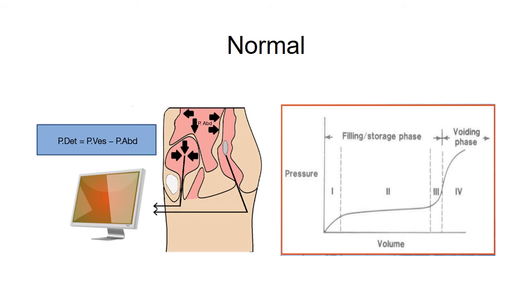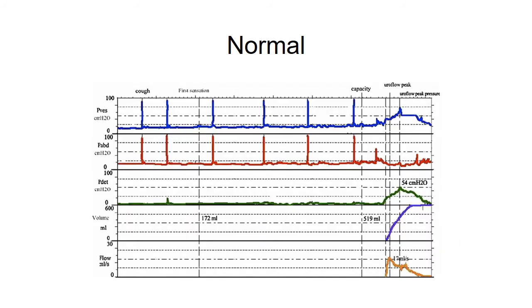Normally, the curve will be smooth, and when the bladder attains almost a maximum capacity level, the pressure will increase and there will be voiding, and after voiding the pressure returns back to normal. This is a picture of a normal cystometrogram.